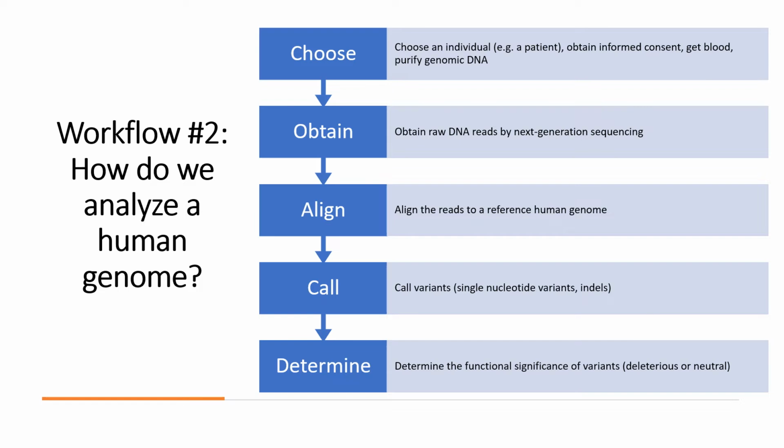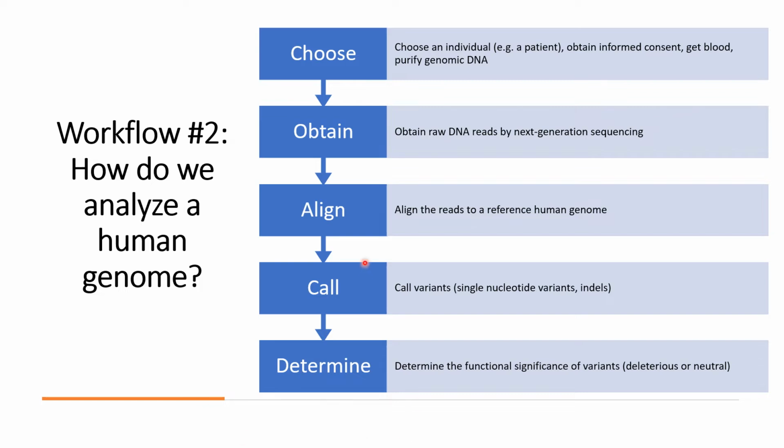So how do we analyze the human genome? Another look at the workflow. How about if we want to know about the human genome? First we need to choose the individual. Of course, we want to know about their genome, so we get their informed consent and obtain raw data. Basically, this obtaining part is to sequence your DNA, and then we can compare. We analyze it by aligning the reads to the reference human genome, and we can see the variants from here.